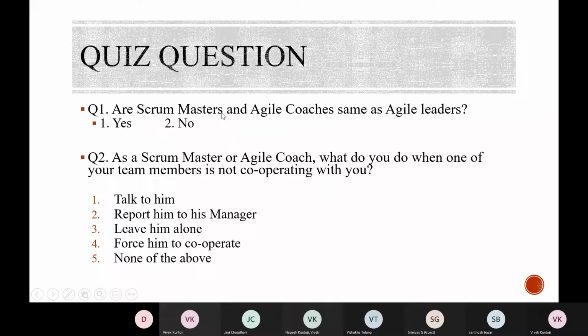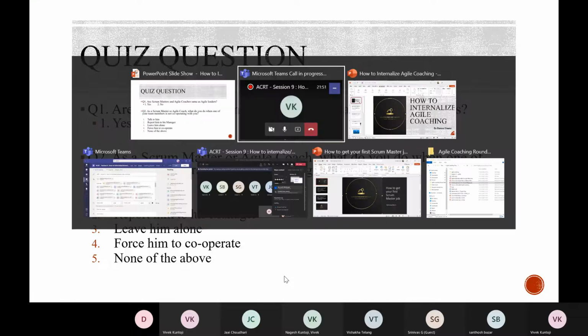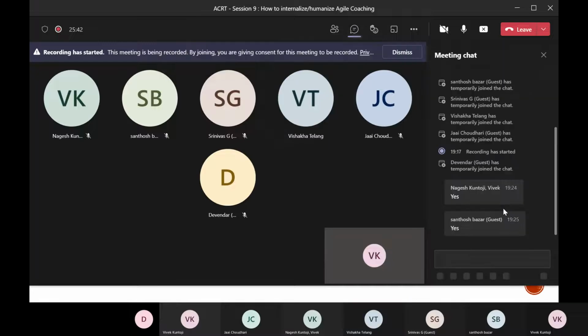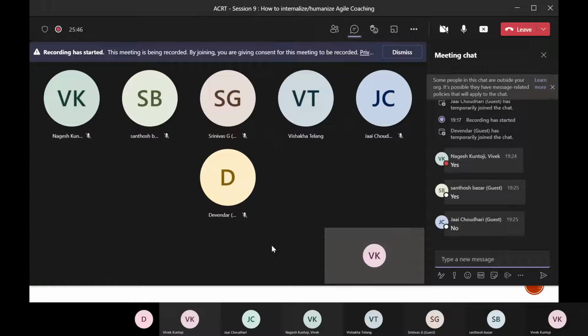I would like you guys to either give out the answers, or if you're not comfortable speaking, you can also type in your answers in the chat. So I would like you guys to give me the answer for the first question. Are Scrum Masters and Agile coaches same as Agile leaders? Yes or no? What according to you, Scrum Master and Agile coaches are? Are they Agile leaders or not? Yes, they are same. Yes, I get answers as yes, I get no as also an answer.